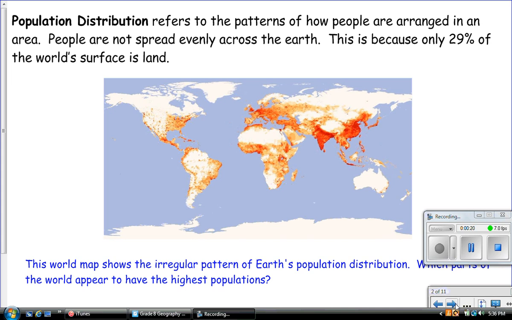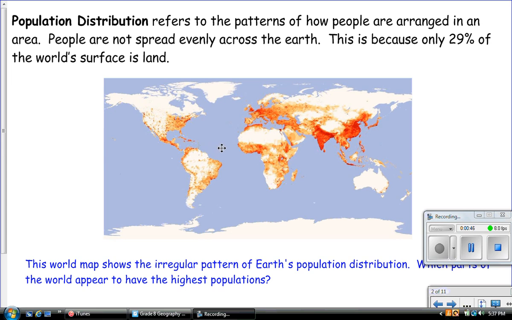Population distribution refers to the patterns of how people are arranged in an area. People are not spread evenly across the Earth. This is because only 29% of the world's surface is land. And as you can see, this world map shows the irregular pattern of Earth's population distribution.